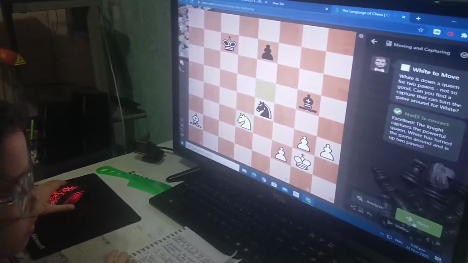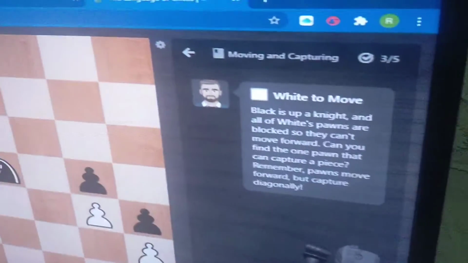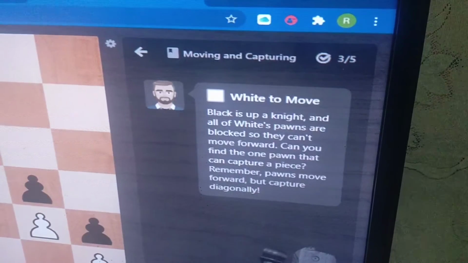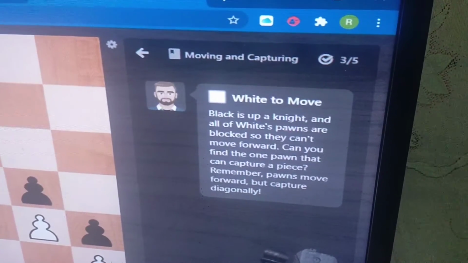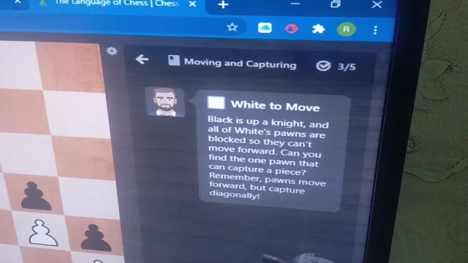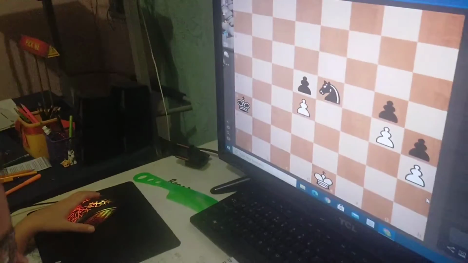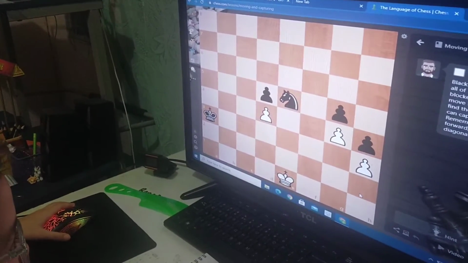Okay, next. White to move, black is up a knight. All of white's pawns are blocked, so they can't move forward. Can you find a pawn that can capture a piece? Remember, a pawn can move forward but captures diagonally. Which piece there can your pawn capture?